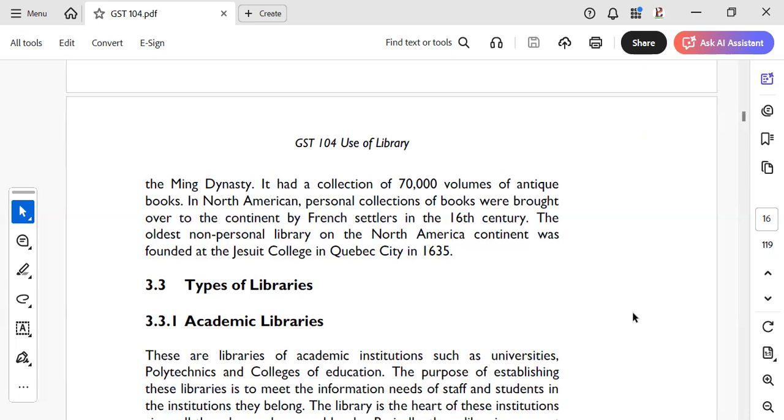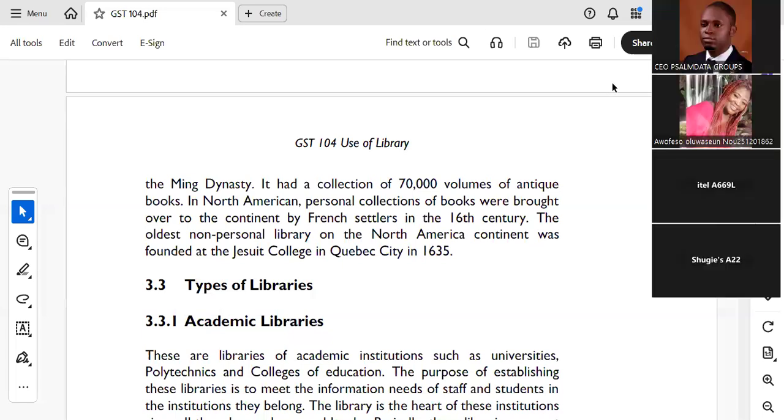the oldest library on the North American continent, which was founded at Jersey College in Quebec in 1535.